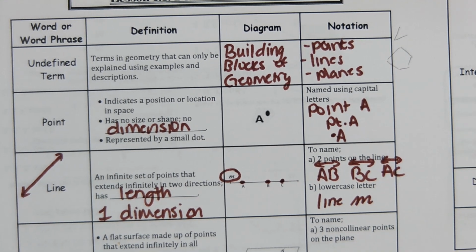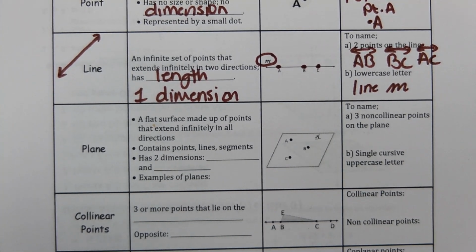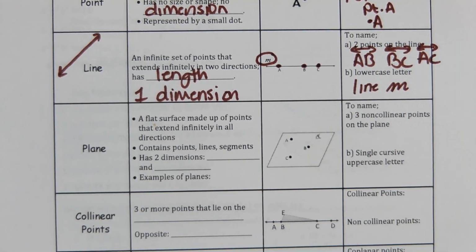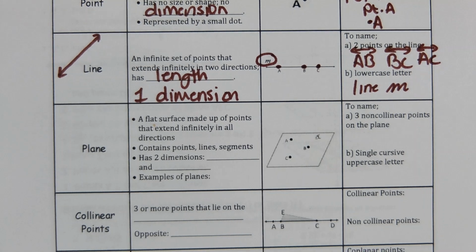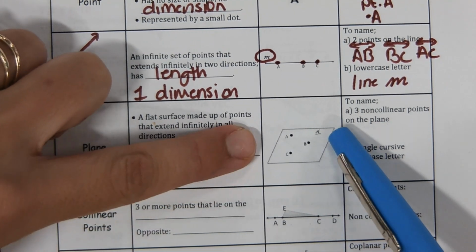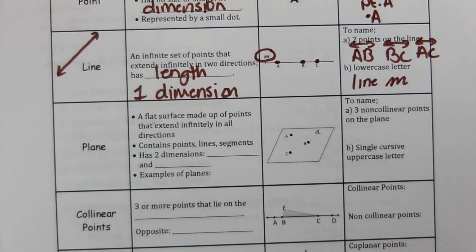Okay, the next word, you may have heard this word before, is plane. And a plane is a flat surface made up of points that extend in all directions. So I tend to think of a piece of paper, but it's more than just this rectangle. It would go on and on forever. So imagine the paper going on and on forever. It's like a flat surface. That is a plane. When you see it drawn on paper like this, you see a rectangle, but realistically, it goes on and on forever.